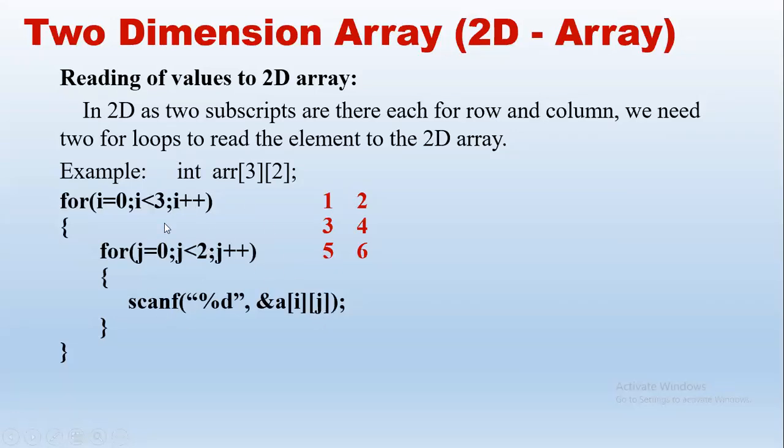Now, when we generalize this, say we have m rows and n columns, how will this code change? This is for this particular example only, 3 rows and 2 columns. If we have to generalize it for m rows and n columns, how do we generalize this? We have i equal to 0, i less than m, right? And that's it. j less than n, right?